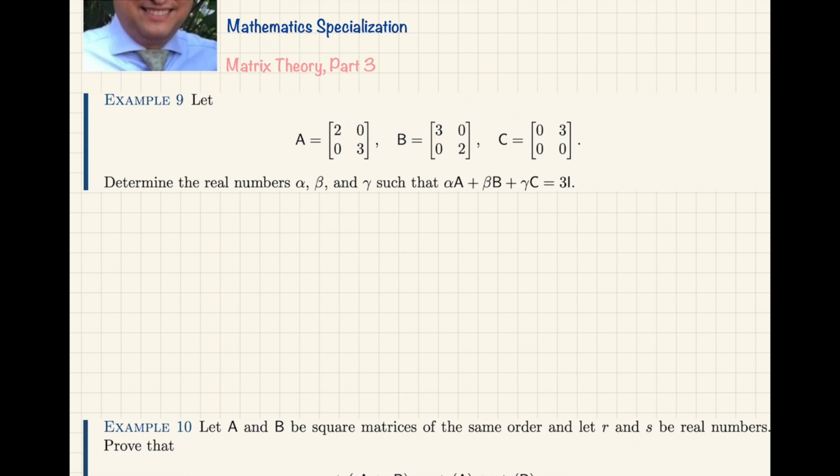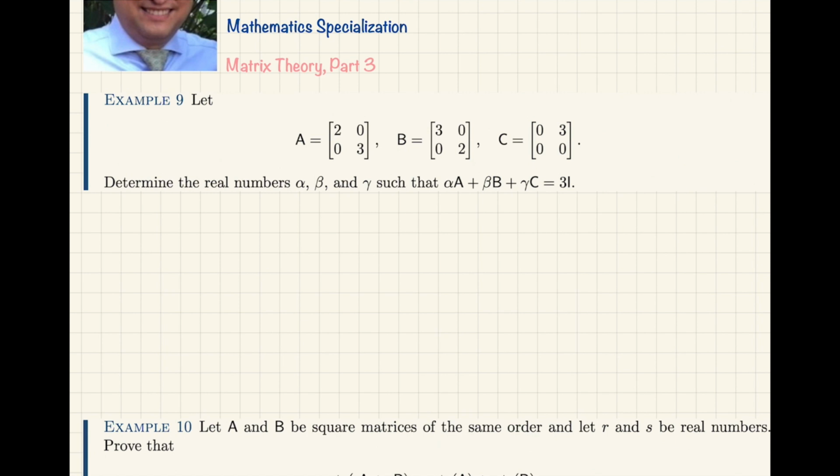Let A, B, and C be these matrices. Determine the real numbers alpha, beta, and gamma such that alpha times A plus beta times B plus gamma times C is equal to 3I. And of course, I told you that I is always reserved for the identity matrix. We have infinitely many identity matrices, of course, of different orders, but needless to say that this I refers to the 2 by 2 one.